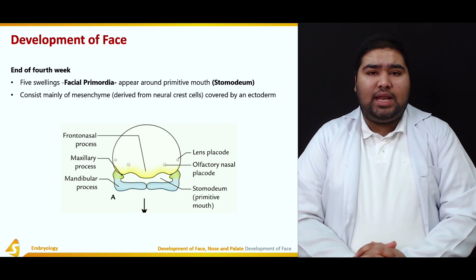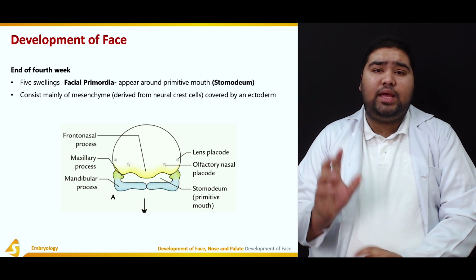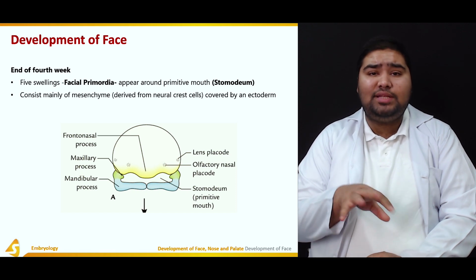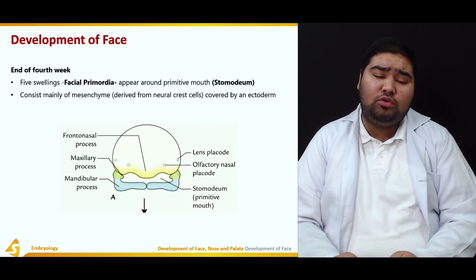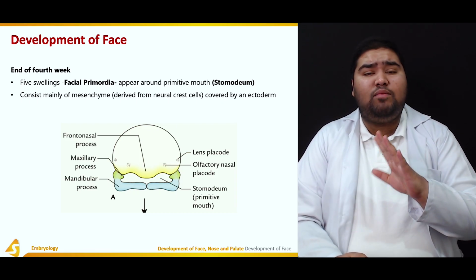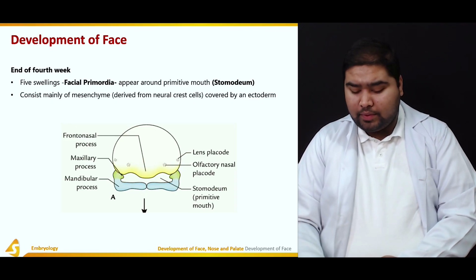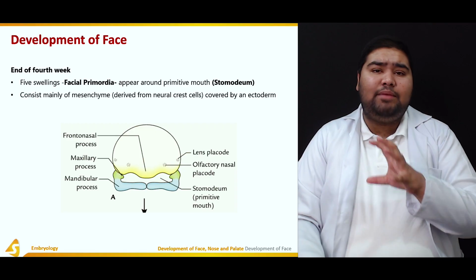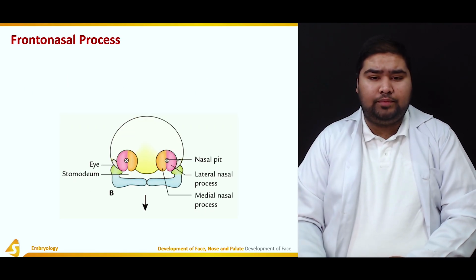So they consist mainly of mesenchyme, which is derived from the neural crest cells. So migration of neural crest cells into this developing area is very important. If the development does not go as planned, there may be various craniofacial abnormalities in the fetus. And this mesenchymal proliferation is actually covered by a surface ectoderm.